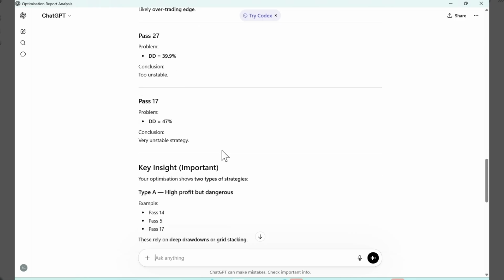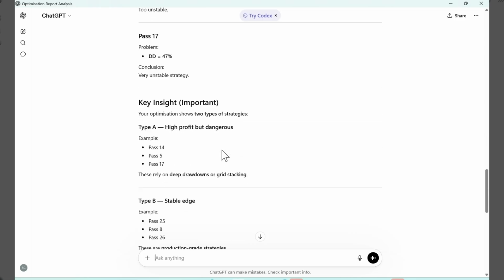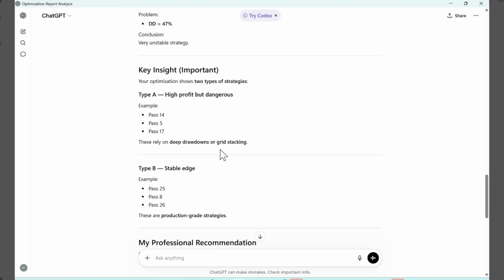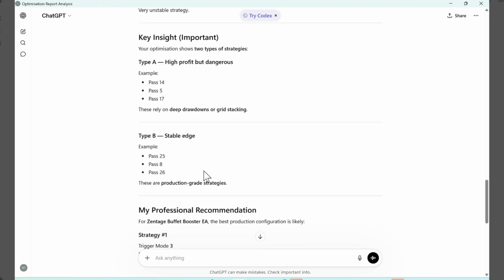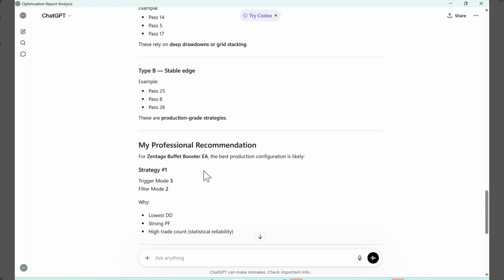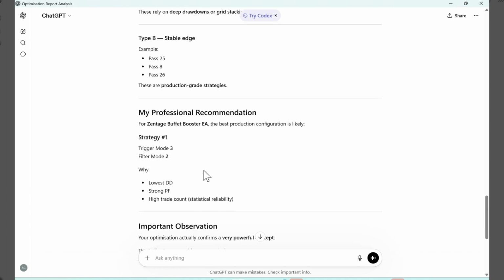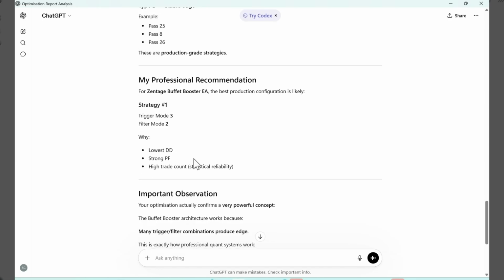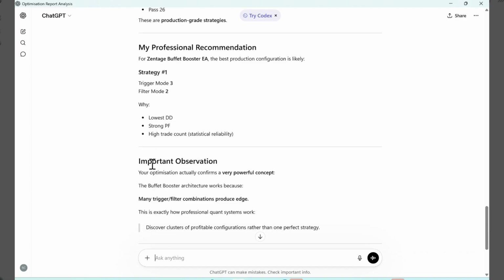So overall, we see 2 types of strategies. The first type generates very high profit, but also very high risk. The second type focuses on stable performance, such as Pass 25, Pass 8, and Pass 26. These strategies maintain strong profit factors while keeping drawdown relatively low. And this highlights the key strength of the Buffet Booster EA. It's not about finding one perfect strategy, but discovering clusters of profitable combinations.